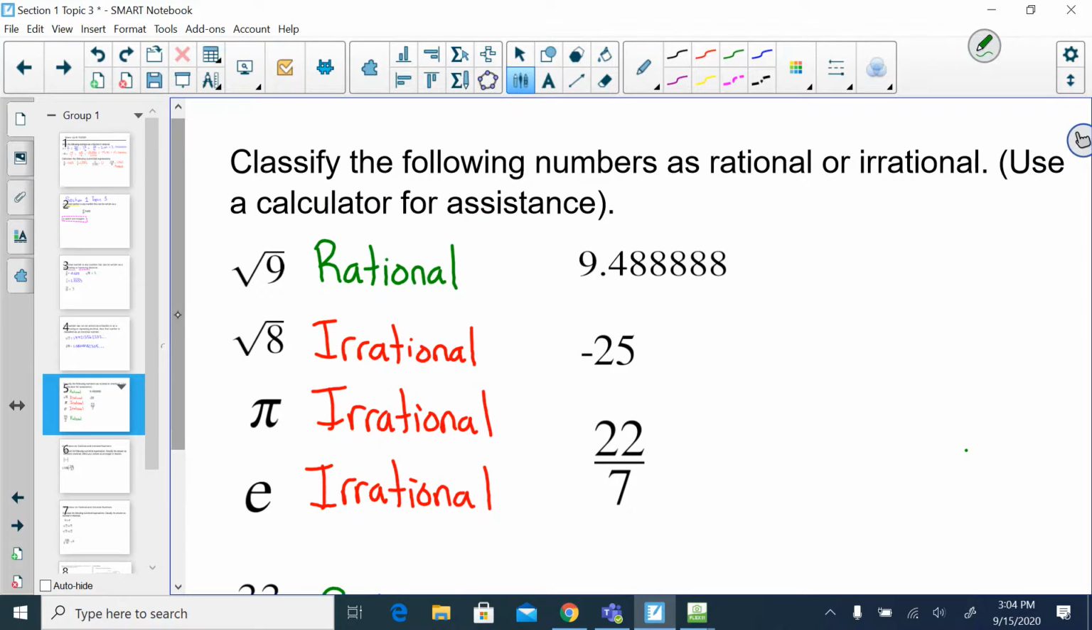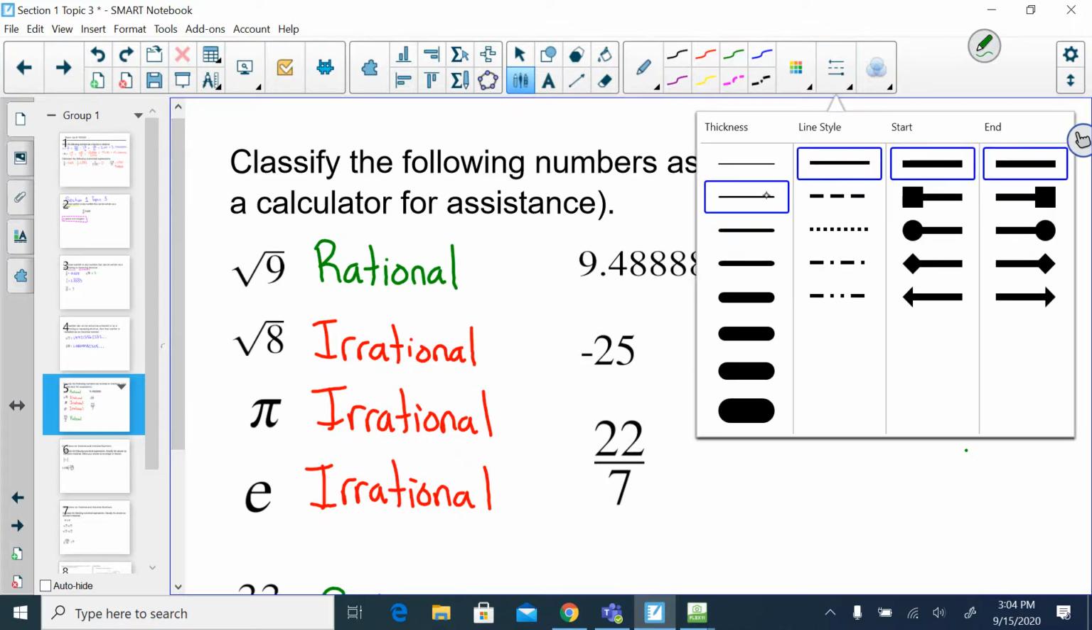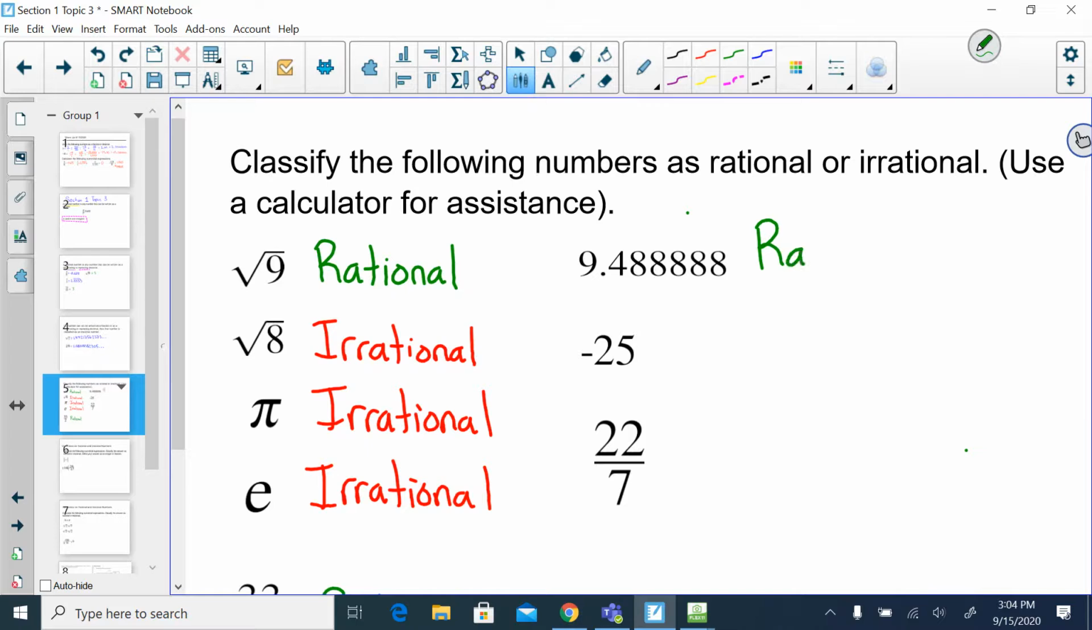9.488888888. This is a decimal that has a repeating part, and it does end after the fifth 8. So this one is rational. -25, you can write that as -25 over 1. Both of those are integers, so therefore this one is a rational number as well.